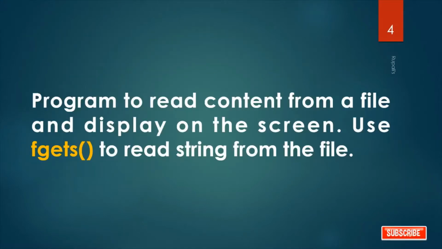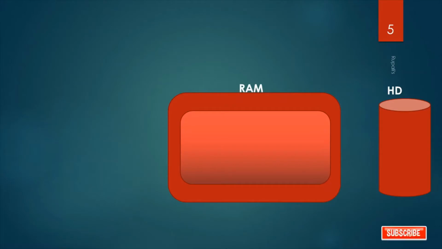Now we learn the fgets function through a program. Our program is to read content from a file and display it on the screen. Use fgets to read a string from a file. The target of this program is to read a string from a file and display the content of that file on our display screen. Now see how this program works.